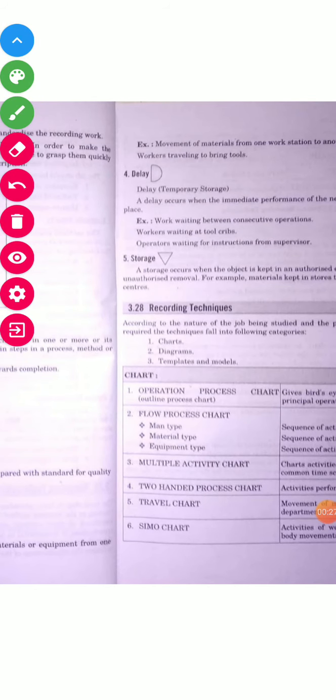So till now we studied the method study symbols, as shown for different processes: operation is a circle, inspection is a rectangle, transportation is an arrow, delay is a capital D, and storage is a lower triangle. After all this, we now come to the recording techniques.